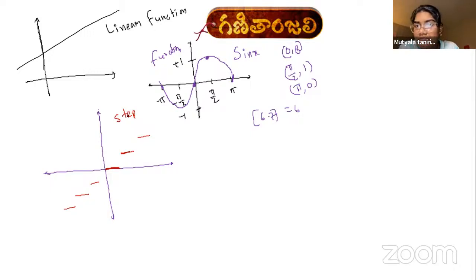What's the reason that function is called a step function? Because the graph of it seems to be steps. That's why the name of that function is step function. But its original name is greatest integer function. GIF, greatest integer function, right?